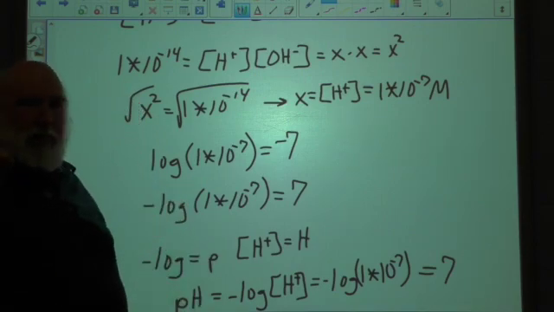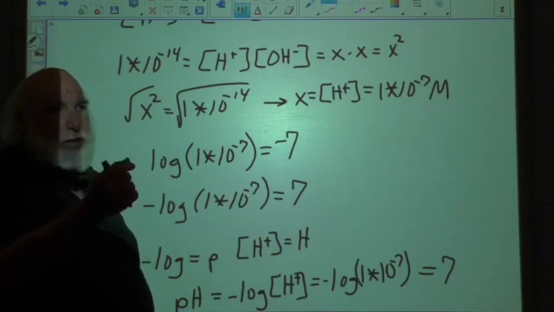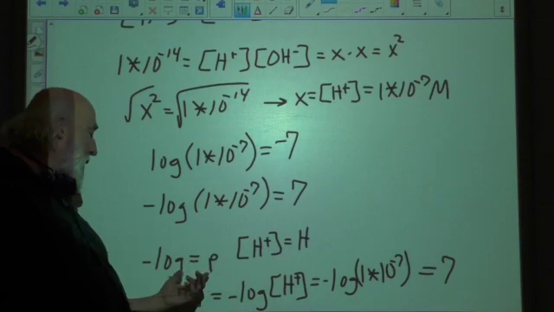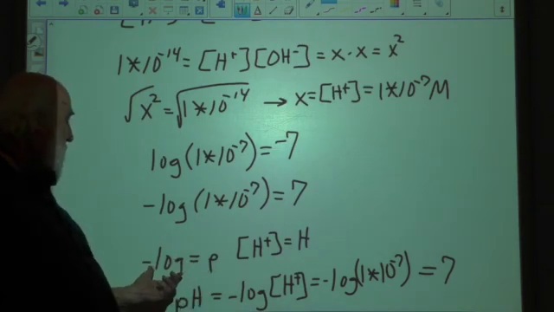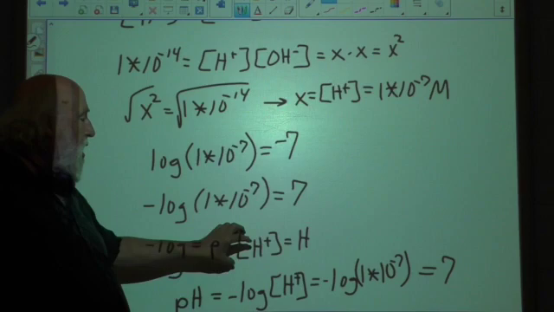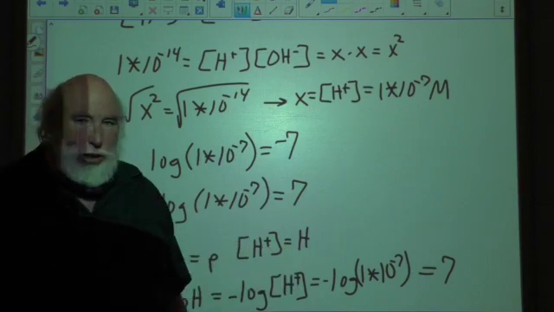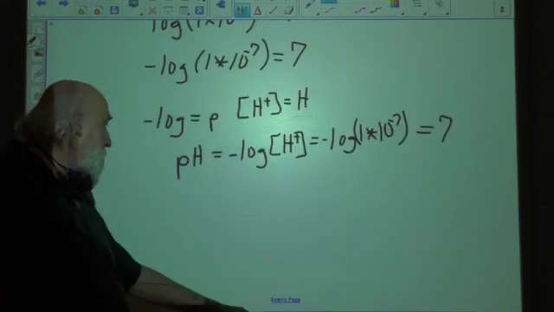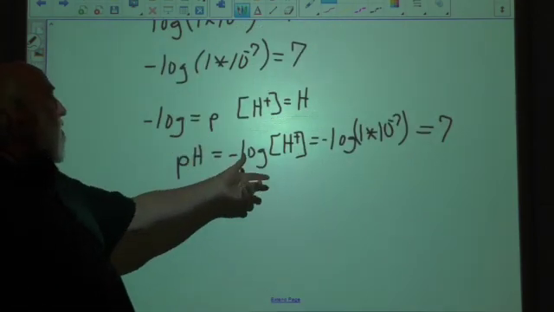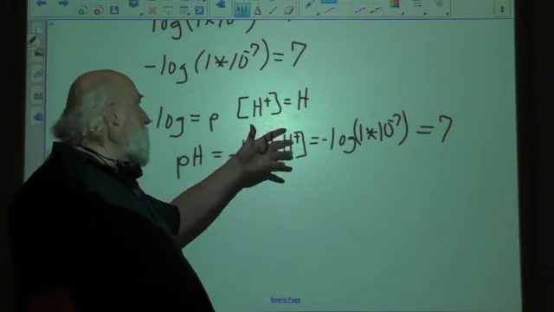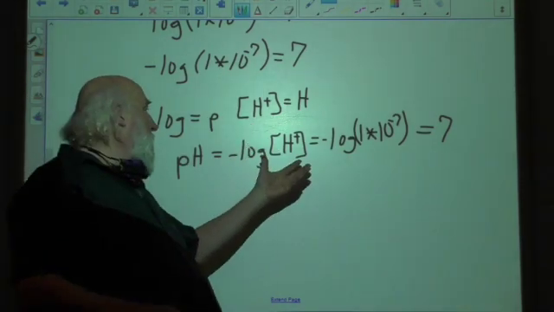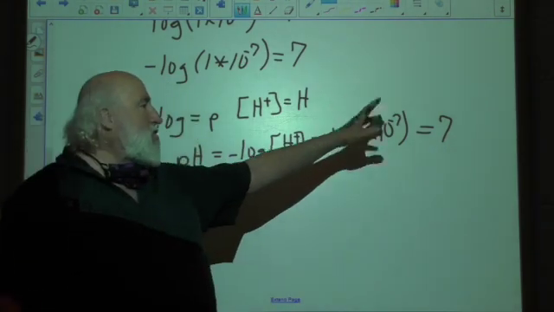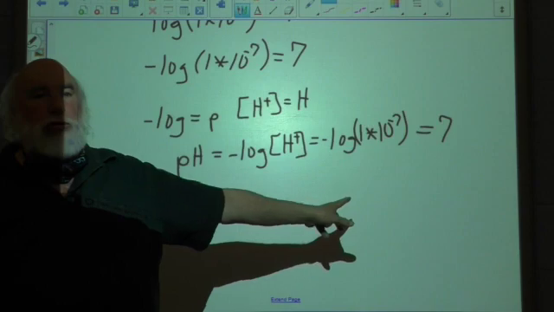Negative log is a mathematical process. And that process begins with the letter P. So that's a little p, meaning negative log. The concentration of hydrogen is H. It's the H of pH. pH is the negative log of H positive. And since in neutral solutions, the concentration of hydrogen is 1 times 10 to the negative 7, the negative log of that is 7. That's where they get the neutral pH from.